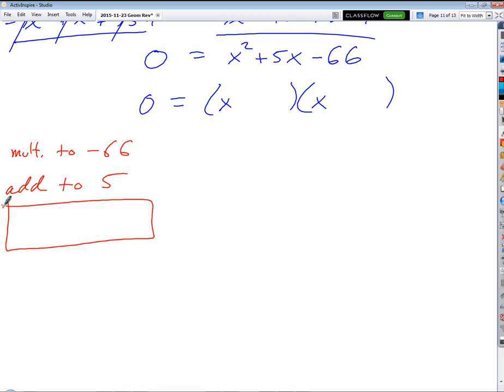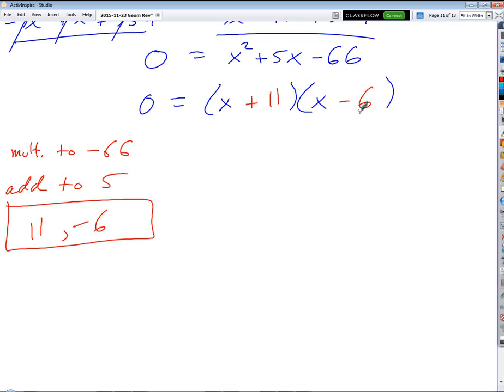Multiply, and you might have to think about what the factors of negative 66 are. There aren't very many, are there? There's not a ton. Any ideas? 11 and negative 6. Okay, 11 and negative 6 would be the ones, wouldn't they? Positive 11 and negative 6, add to positive 5, multiply to negative 66, right? So then we know that those are the numbers that go there and there, right?